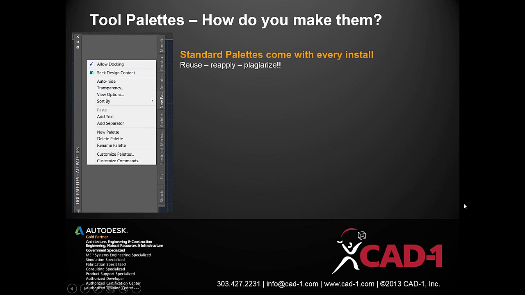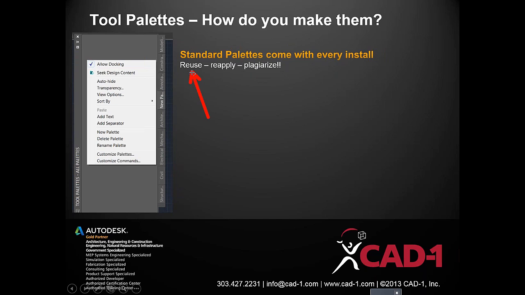So remember, as I showed you earlier, the first thing to remember is standard palettes will come with every install. It doesn't matter which version you're using or which flavor you're using: AutoCAD LT, Civil 3D, AutoCAD Architecture, you're going to get standard palettes. The most important thing is to take a look at those standard palettes and see what comes with the program. Why? Because of my favorite word.